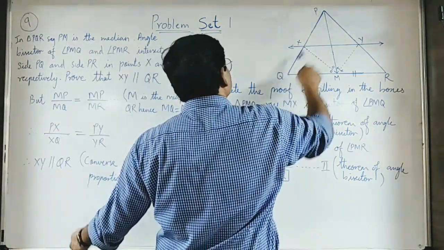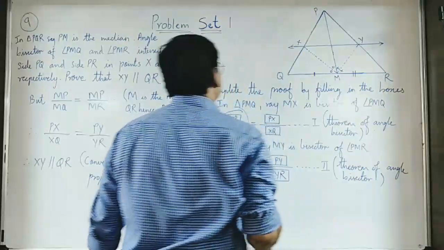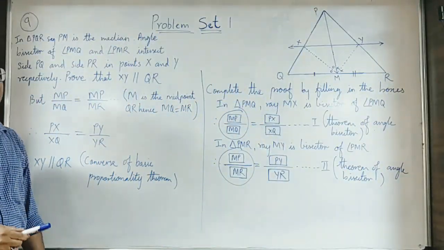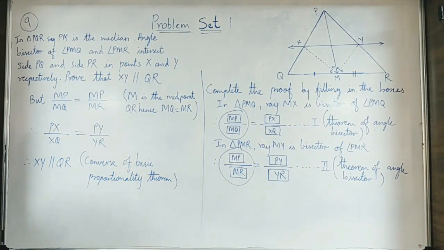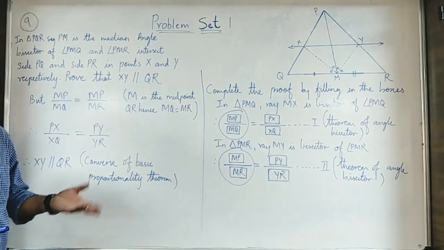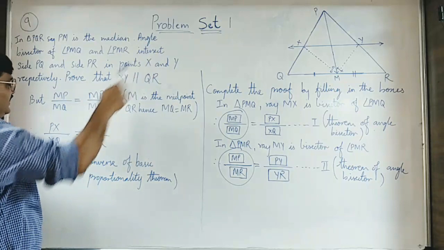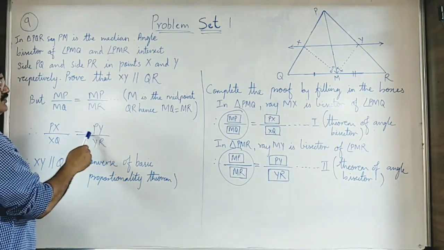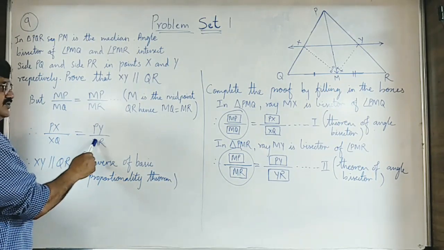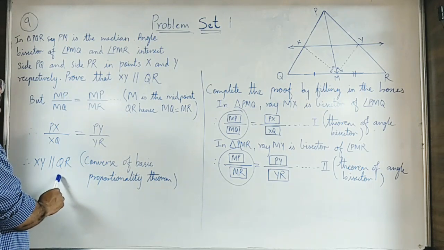PX upon XQ and PY upon YR. Do you remember we have done similarity, that is the basic proportional theorem, but not the basic proportional theorem. We have done the converse of the basic proportional theorem. That is what we can see: the ratio PX upon XQ is equal to PY upon YR. If the ratios are equal, then the lines are parallel.